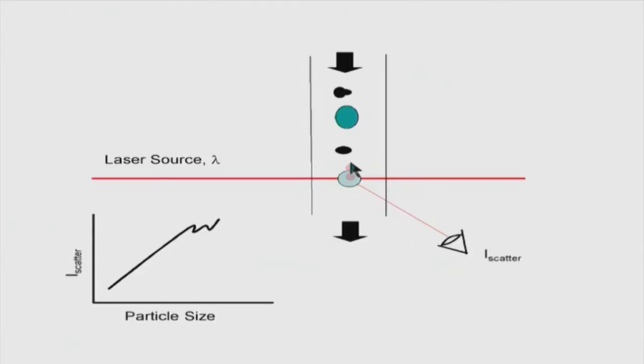So this is what it looks like. You have to make sure that these particles are coming one at a time. If they come two at a time, then the amount of light scattered will be higher, and the instrument will not interpret it as two particles, but as one large particle. So you have to make sure there is no coincidence of these particles. It's called a coincidence error. You have to keep these particles sufficiently far apart from each other.